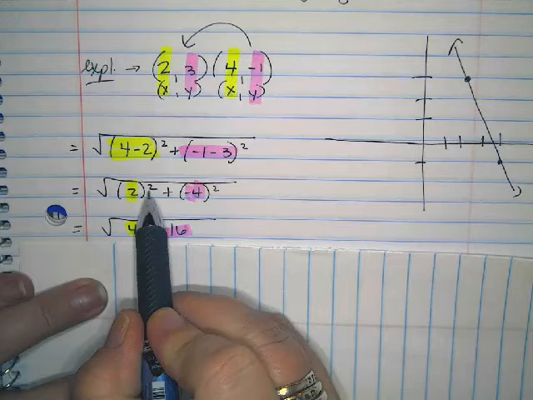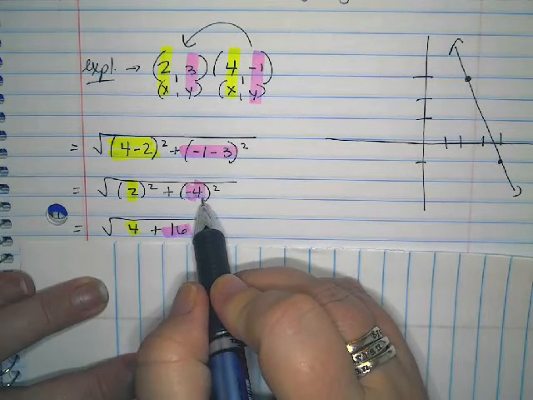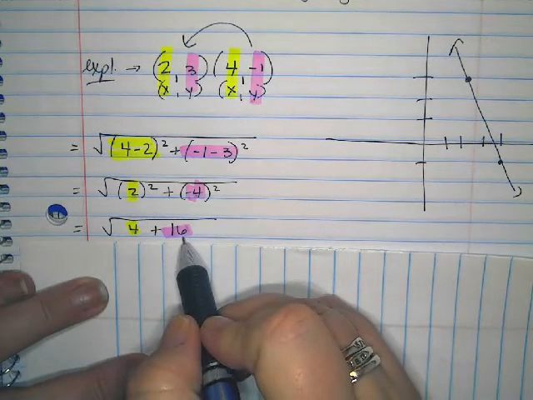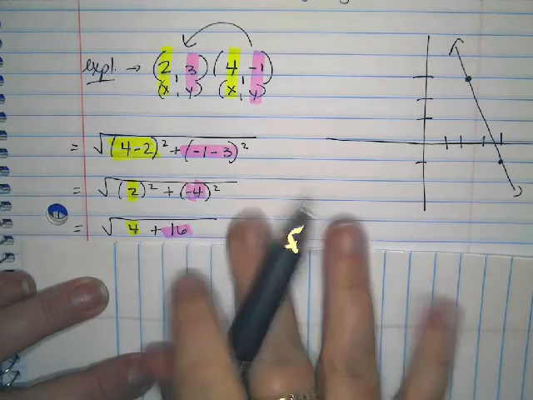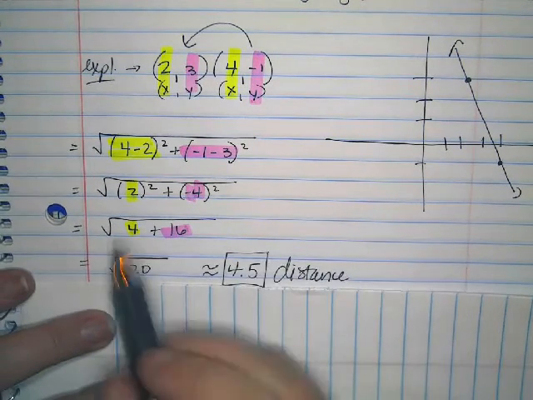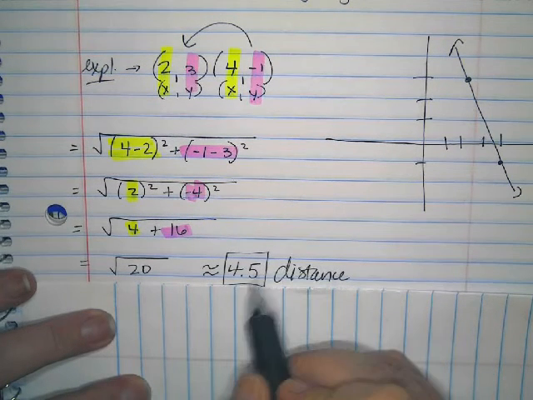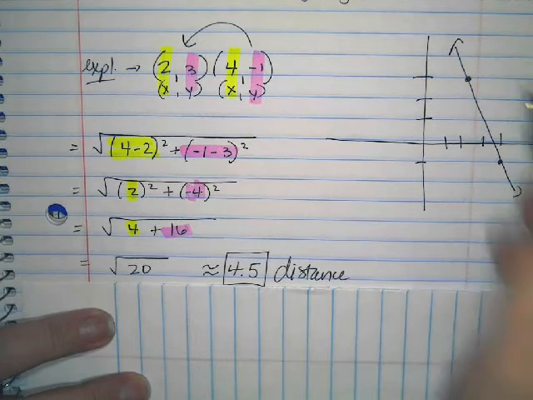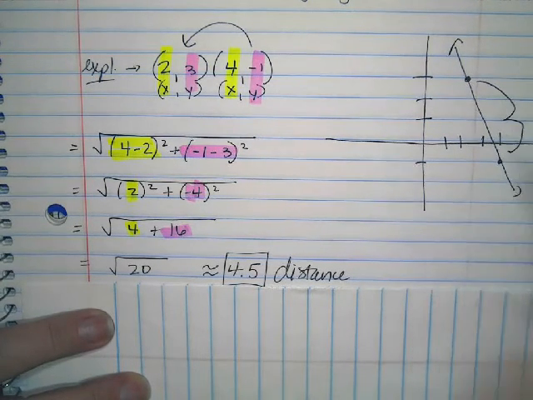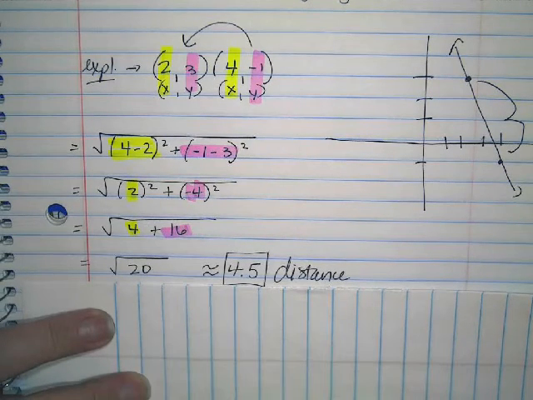2 squared, 2 times 2, is 4. -4 squared, -4 times -4, is a positive 16. Once I figure out my little solutions here, then I have my final radical. I come up with the square root of 20, or if I put the square root of 20 in my calculator, I get approximately 4.5. So that would be the distance from here to here, approximately 4.5.